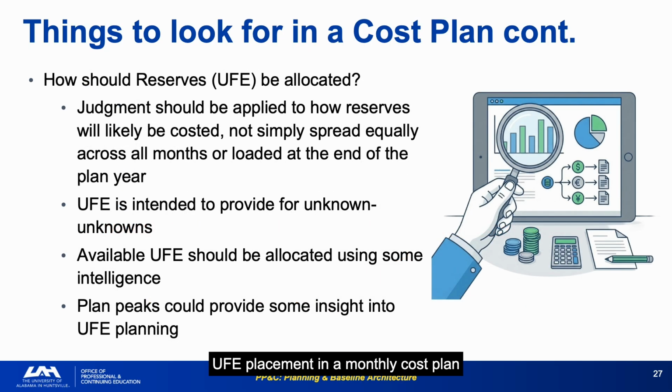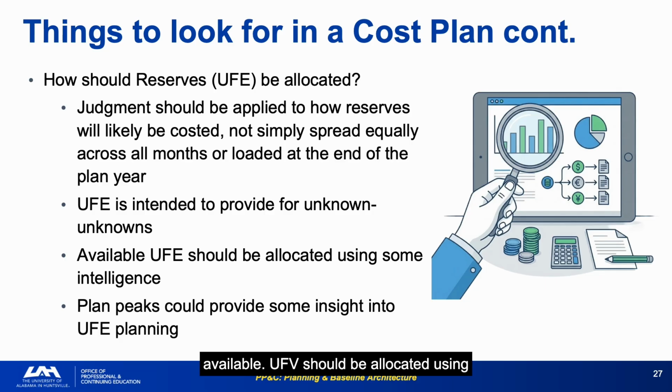UFE placement in the monthly cost plan requires judgment. It should be allocated where risks are most likely to materialize, not spread equally or loaded at year-end to hide reserves. Scoundrels will bury that UFE in July, August, or September. Other scoundrels from headquarters might come looking for money towards the end of the year. Late UFE loading is a known giveaway. Reviewers look for exactly this pattern.